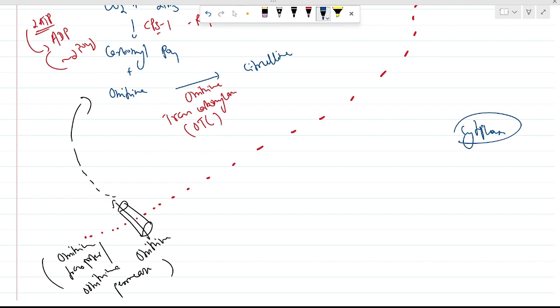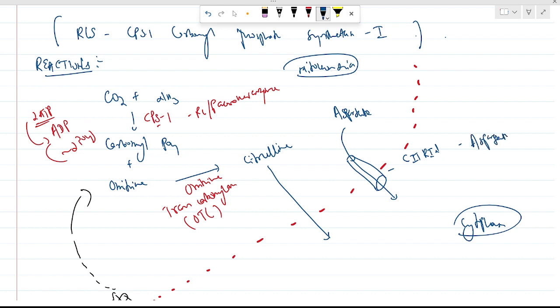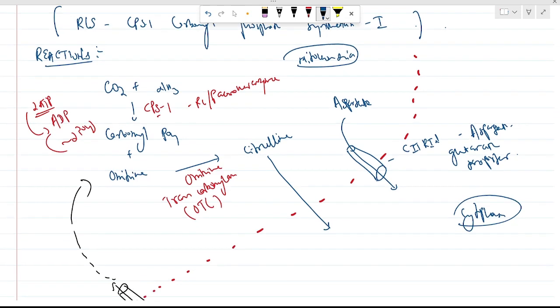Further, this citrulline formed here gets out from mitochondria to the cytoplasm. Now we have seen carbon dioxide and ammonia getting involved. There was a third compound here, aspartate, from which one of the nitrogens of urea was derived. So how does this aspartate come out? Aspartate comes out from mitochondria to cytoplasm. What is the transporter? Citrin, the aspartate glutamate transporter. Through citrin, aspartate comes out to cytoplasm.